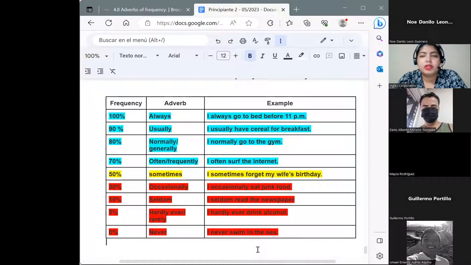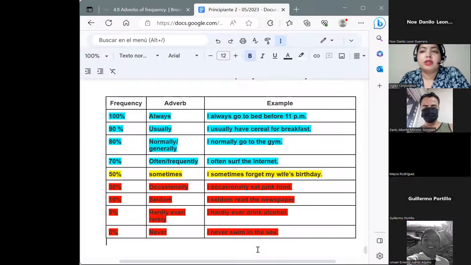I seldom read the newspaper. Es como decir que casi nunca, ¿verdad? O rara vez, o en ocasiones muy, muy pocas, leemos el periódico. I hardly ever drink alcohol. Este sí, casi nunca, ¿verdad? Es rara la vez que bebe alcohol. Y la última, never. I never swim in the sea. Nunca nado en el océano.